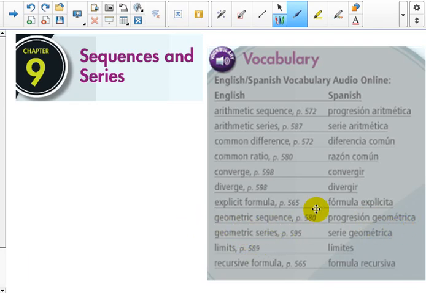And so notice that in English they do explicit formula, geometric sequence. But when you do the Spanish, it's reversed. It's fórmula explícita and progresión geométrica. So they use progresión for sequence and geométrica for geometric. Okay, then we've got geometric series.